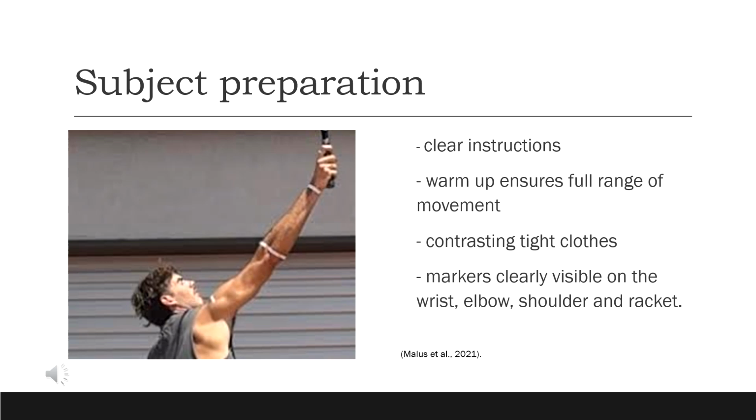Ensuring clear instruction on the movement and follow-through phases and allowing for warm-up ensures the subject can forcefully perform the tennis serve, preparing the subject with contrasting tight clothes, as well as making markers clearly visible and accurate throughout all phases of the movements. This is especially important as markers define the joint centers and must be placed in a stable position. Markers were placed specifically on the shoulder, acromion process, elbow, lateral epicondyle, wrist, radial and ulnar styloid process, and the racket on the grommet.